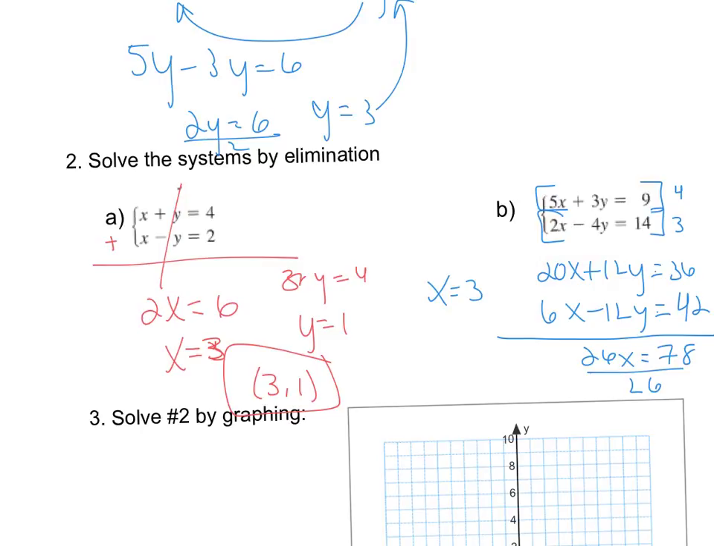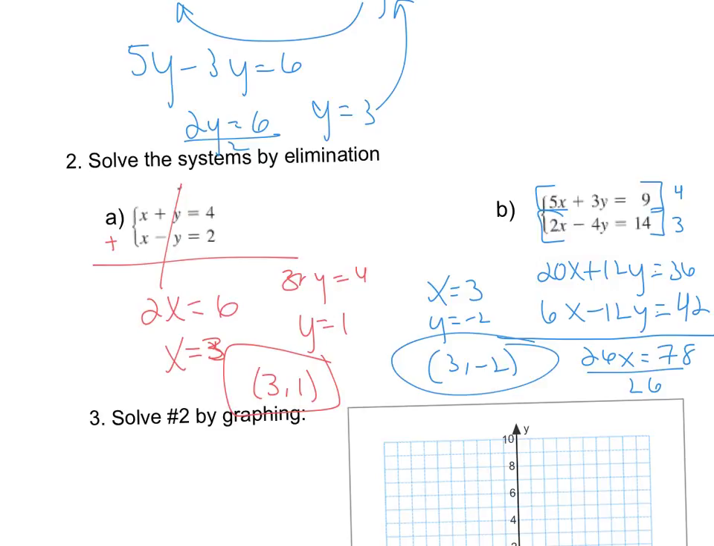And then plug it in for either equation. I'm going to let you finish that part out, but I am going to plug it into the top equation. So I would get negative 2, it looks like. So you end up with 3, negative 2. It's weird that those were all 3's.